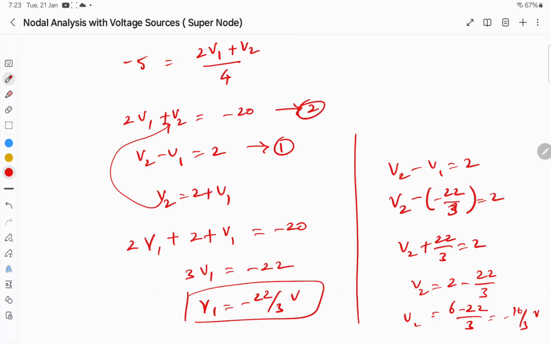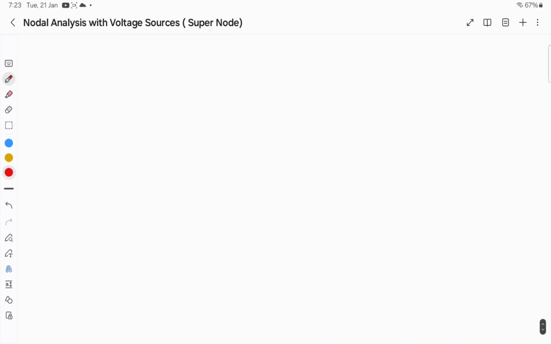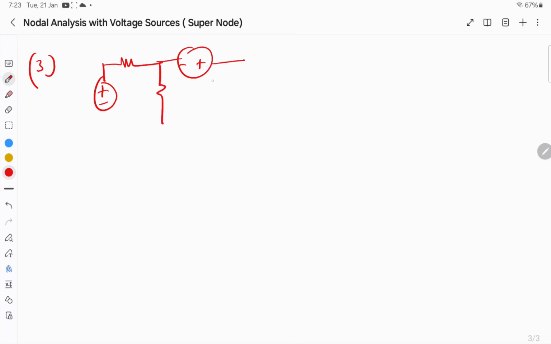Okay, so we got it. Okay, one more problem, the third one. I'll give the idea. First thing you have to identify is what is the node, what is the super node. Then for the entire super node you have to write the Kirchhoff's current law. That's it. So how many variables you are going to solve? You should have that many equations. So 3 variables means 3 equations. That's the point.